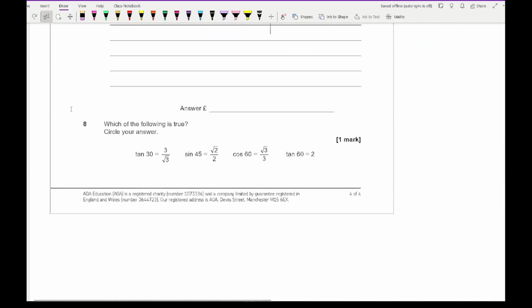Then for question 8, it says, which of the following is true? And then we need to circle our final answer. So again, here we've got which of these is going to be true, and it's our second option in terms of remembering our exact values of trig. And that concludes this second paper on Pythagoras and trig.